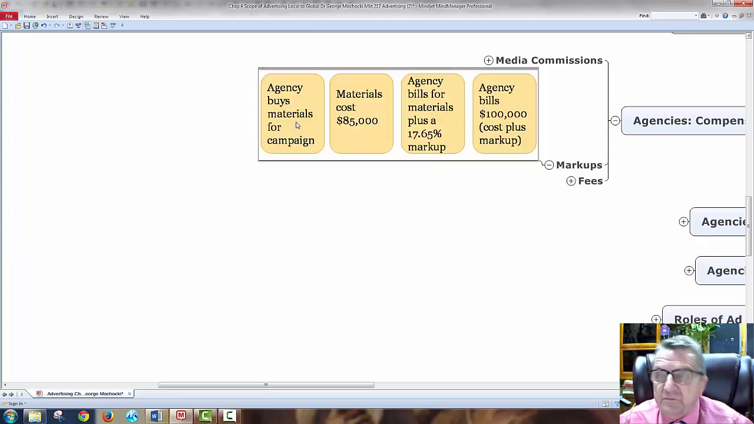Agency buys materials for the campaign. Remember, you've got a campaign. I'm doing everything for you. I don't have to hire. Sometimes you may just use the creativity part. Remember, in an agency, here's what I want you to stress. I like to get the whole job. When I come in there, hire me. I'll do everything for you.